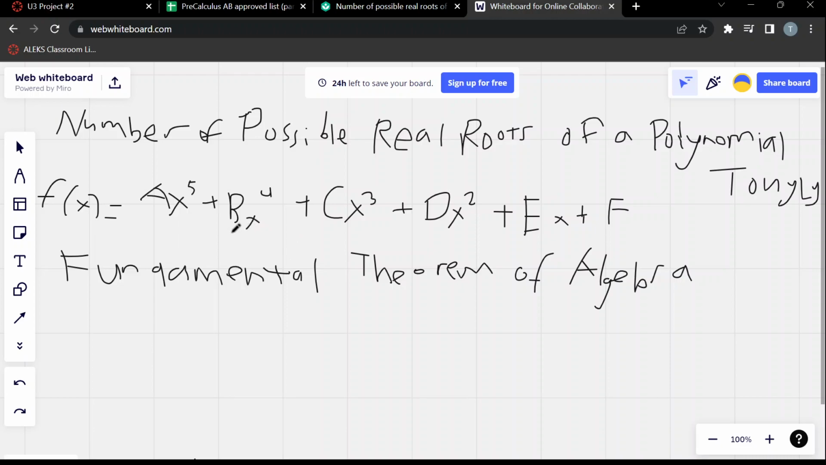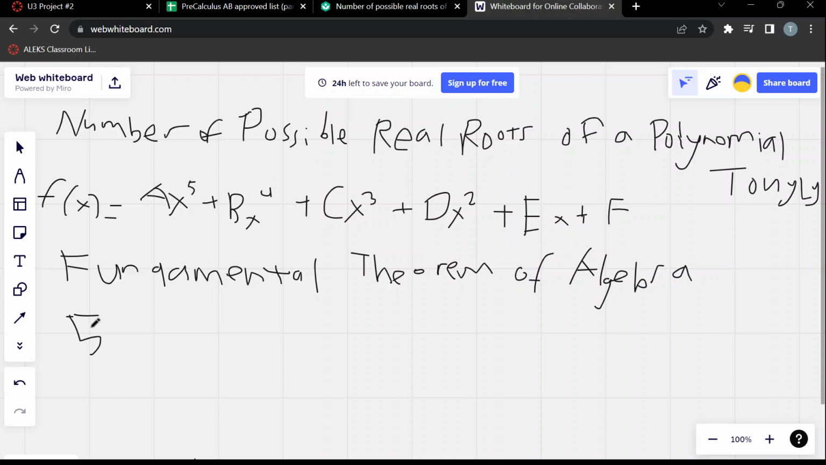One thing that we know is the fundamental theorem of algebra, which basically states that since the highest exponent in this function is 5, the maximum possible number of roots in this polynomial is 5. However, we are trying to solve for the possible number of real roots, not just any type of root. Another type of root that's not real is imaginary, so you have to consider the possible imaginary roots as well.